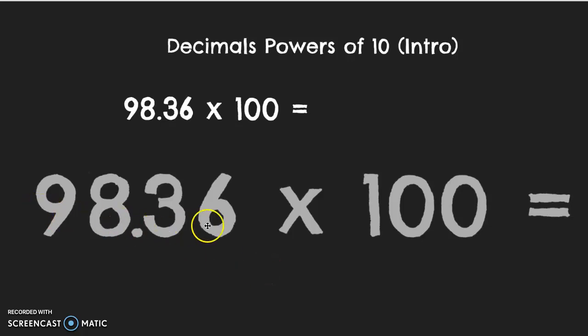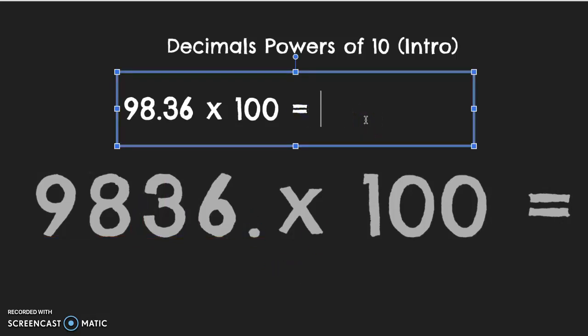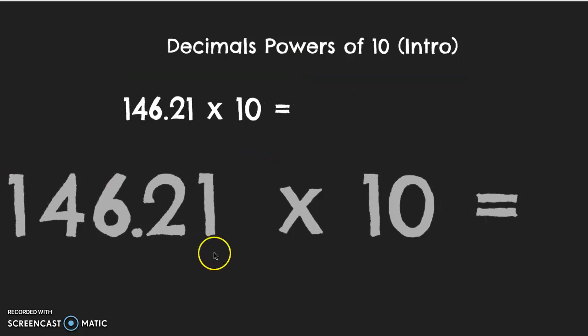Got 98.36 times 100. We got to move it 2 spots because we got 2 zeros there. So here's our decimal. Move it 1 spot, move it 2 spots. What do you get? I moved it 1, moved it 2. I get the answer 9,836.